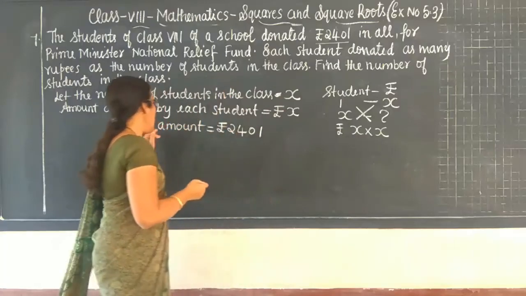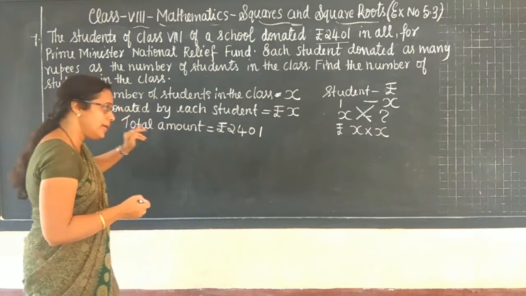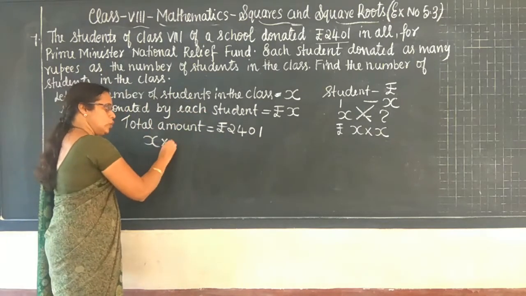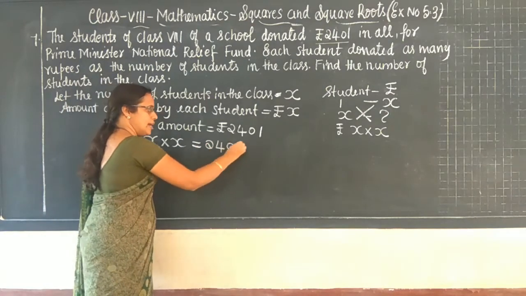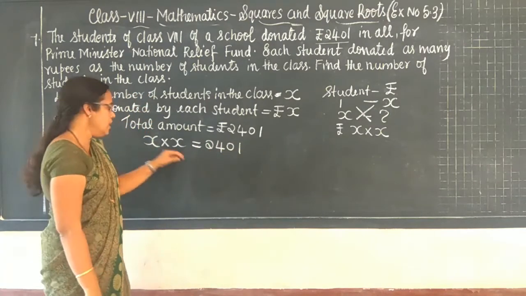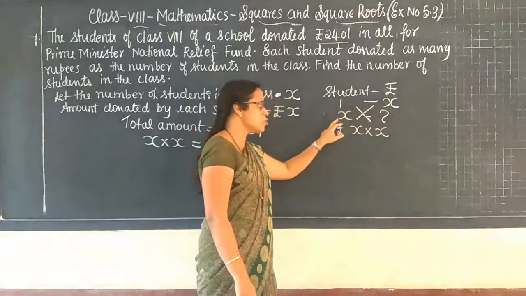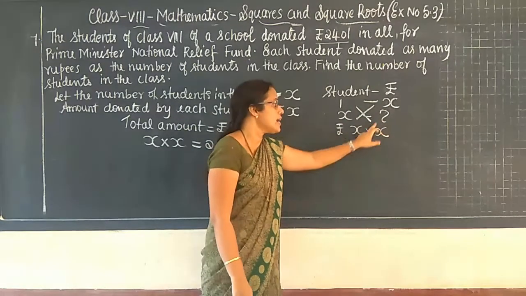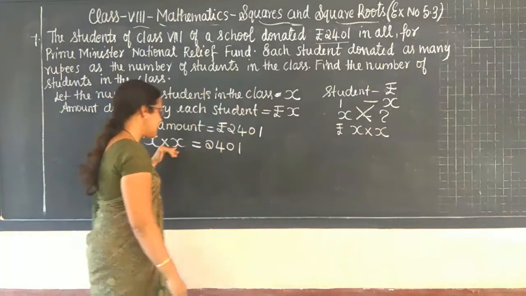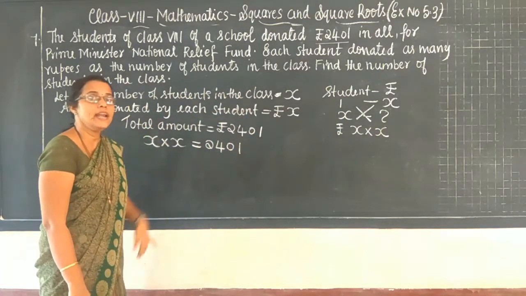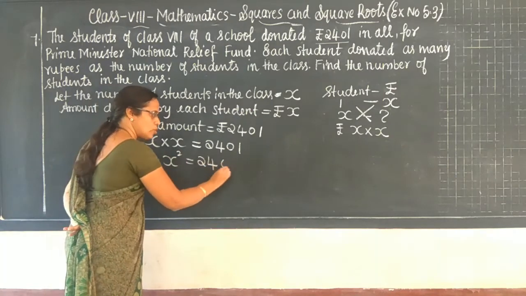So the total amount is given there, 2,401, can be written like this: X into X is equal to 2,401. Okay children? So now why did X into X come? Each student gives X rupees, means X students will give how much rupees? X into X rupees. That is, the total rupees given is X into X, which can be written as 2,401. Now X into X is how much? X square is equal to 2,401.